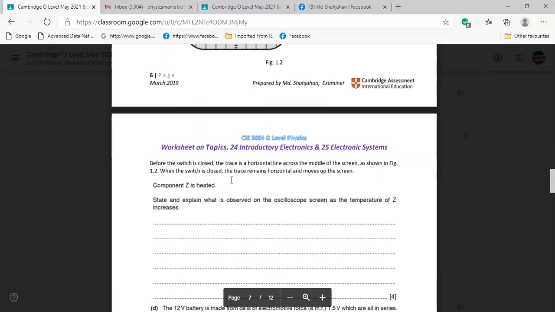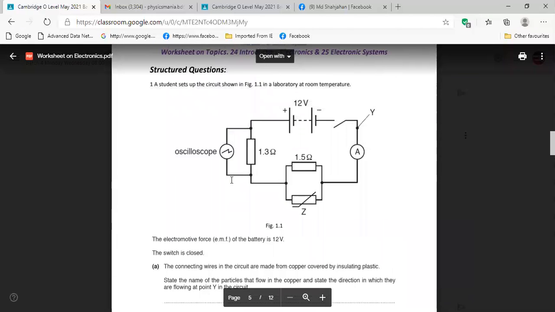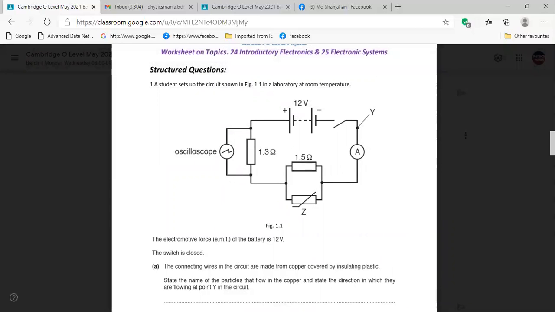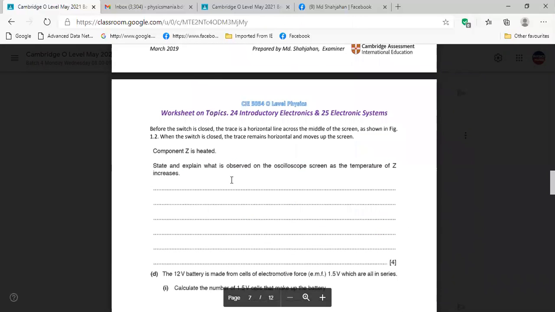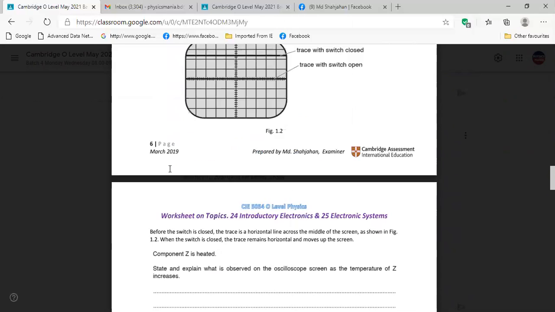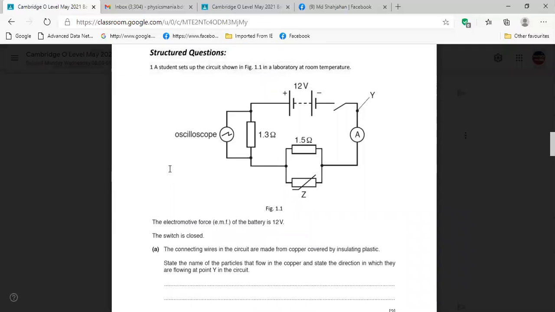Yes. So what is component Z? Component Z is a thermistor, right? Yes, sir. So this thermistor is heated now. They are saying component Z is heated. Then if it is heated, what will happen to it? Resistance. Resistance is decreasing or increasing? It will decrease. Decrease, yes.